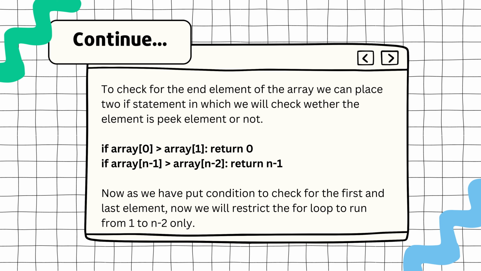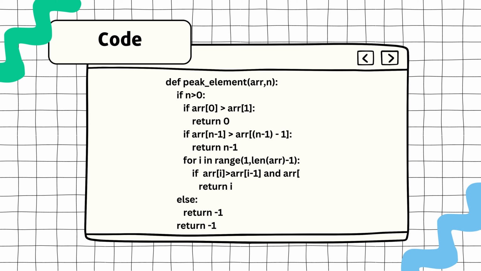Now let's see the final code. Here's how the code works. It first checks if the array is empty or not. If the array is empty, then return -1, else it will check if the first element is a peak by comparing it to the second element. Then it checks if the last element is a peak by comparing it to the second to last element.